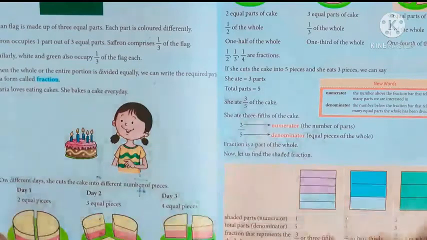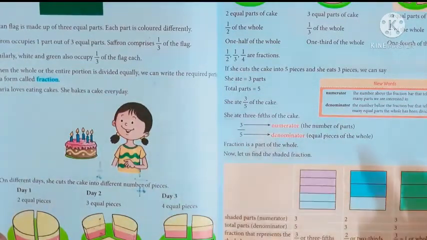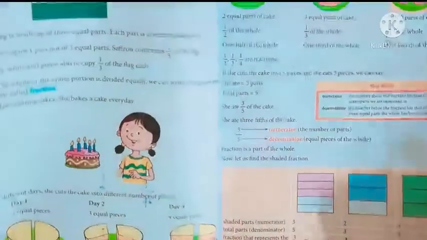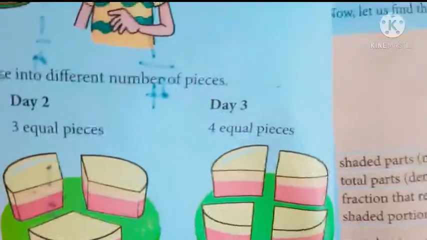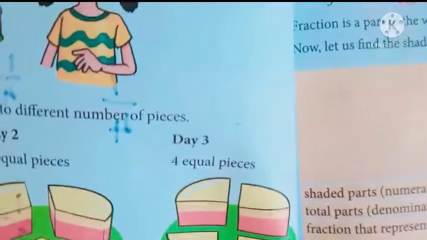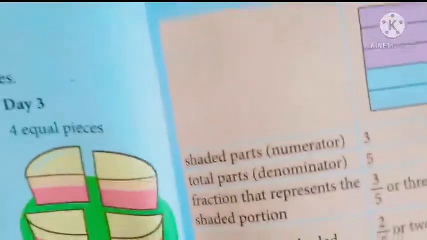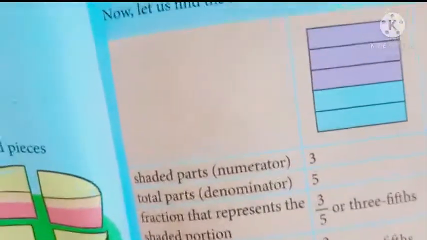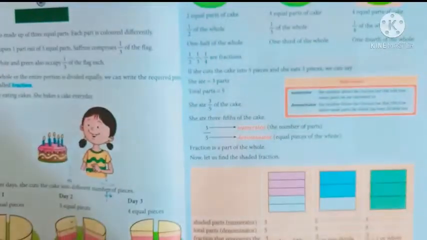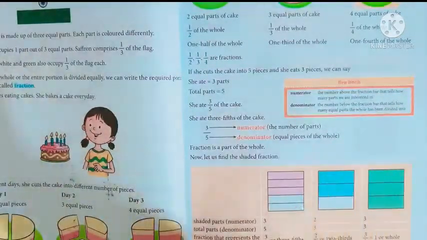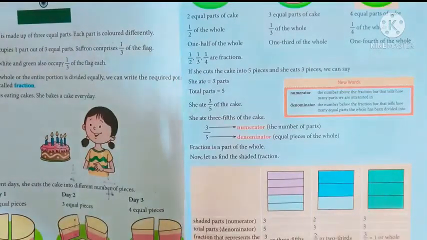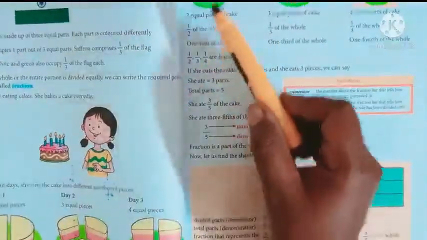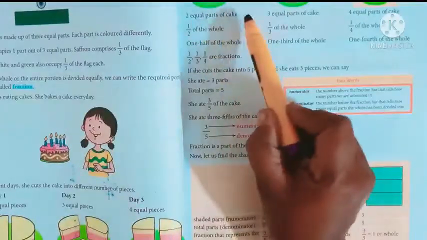So on different days, she cut the cake into different numbers of pieces. Okay. So day 1, she is cutting into 2 equal pieces. Okay. And day 2, 3 equal pieces. And day 3, 4 equal pieces. Okay. So what is there? In day 1, one cake has been cut into 2 pieces. How I did with the tomato? Likewise. Okay. So like the tomato, we can cut this cake. So that fraction is what? 2 equal parts of the cake.